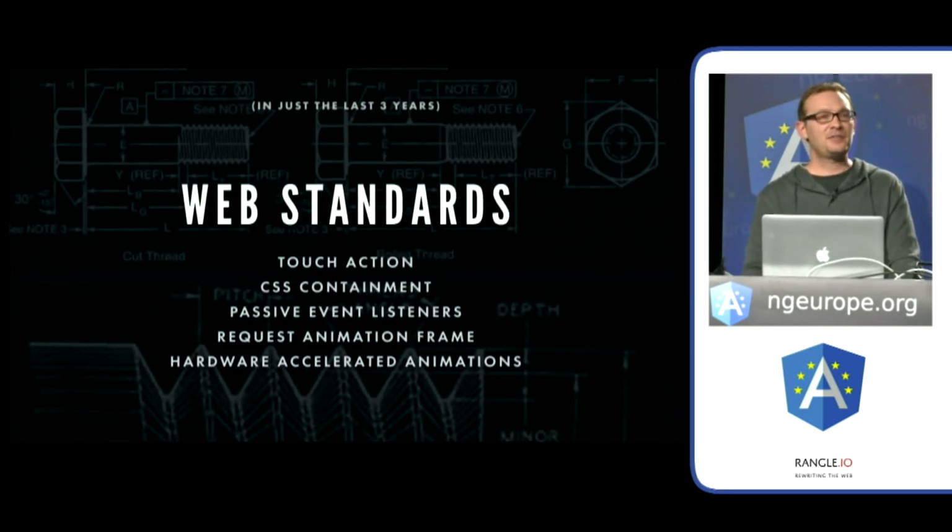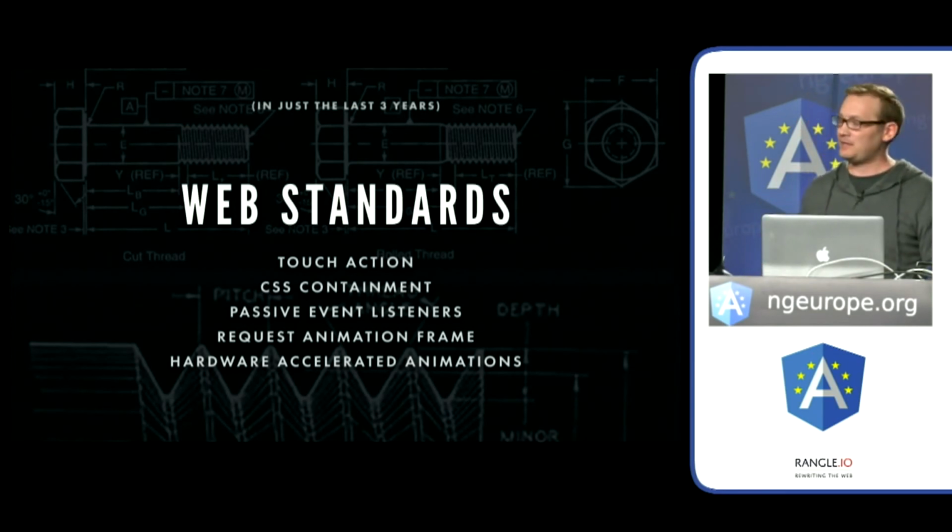And the standards themselves have made massive improvements. These are just a few of the APIs that are now widely available that weren't in the past and have made a huge impact. With the touch action CSS property, we can now remove that 300 millisecond delay, and that gave the perception that mobile was slow.